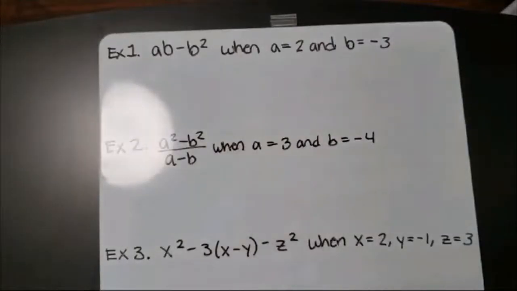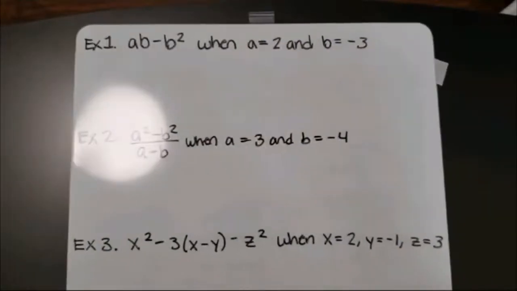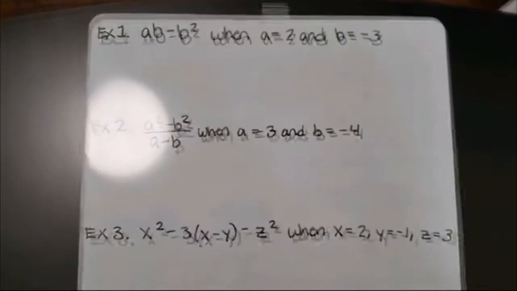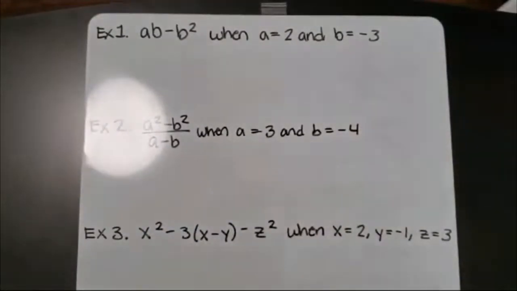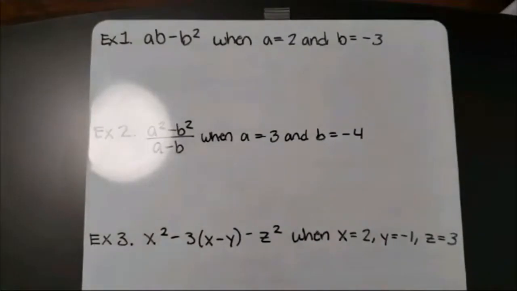So in part 1, we're going to look at these questions right here. For example 1, we have AB minus B squared when A equals 2 and B equals -3. In this section, we are evaluating, meaning that we are taking a value that they give us and plugging it into the equation. After we plug it in, we have to do the order of operations, which is what we previously talked about.